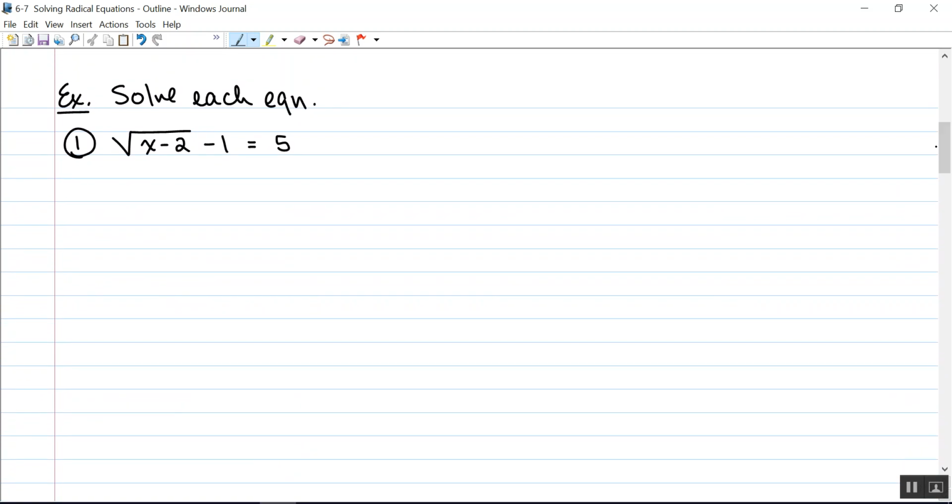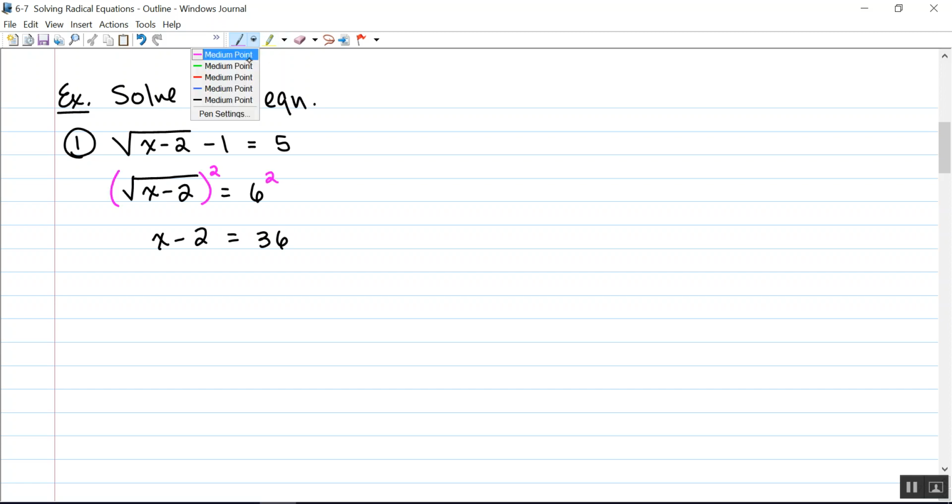First one is the square root of x minus 2, minus 1, equals 5. So the first thing we want to do is to isolate the radical. So I'll add 1 to each side. So that gives me the square root of x minus 2 is equal to 6. And now when I square both sides, remember squaring gets rid of the square root sign. I'll have x minus 2 equals 36. So what I did was I squared both sides. Okay, and now adding 2 to each side, x equals 38.